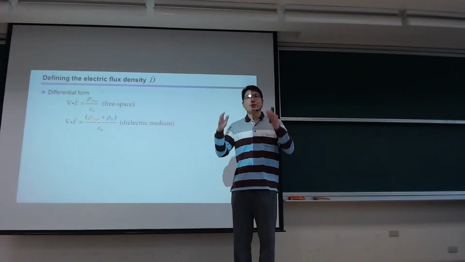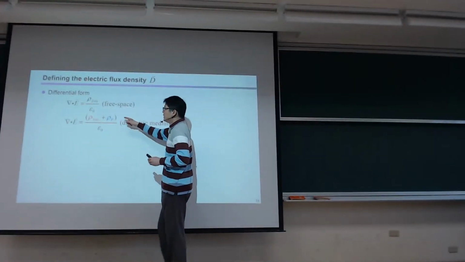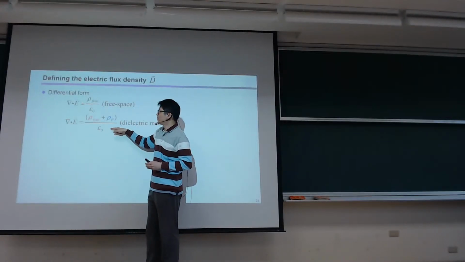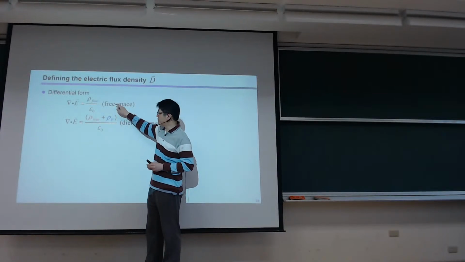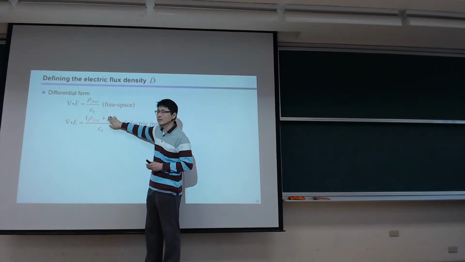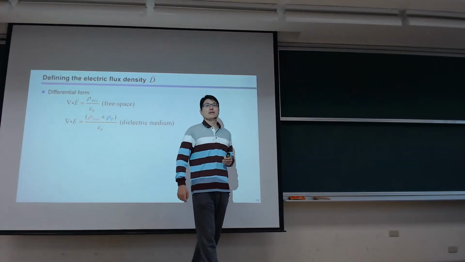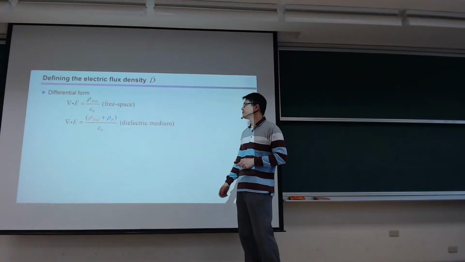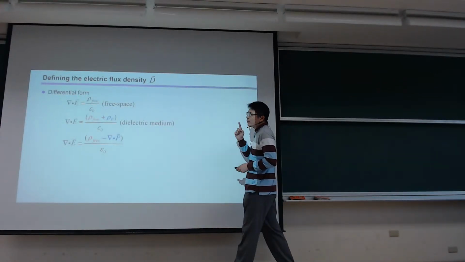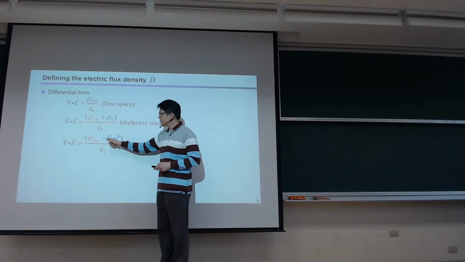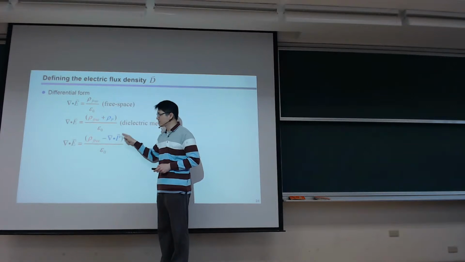Another way for you to remember is, this is the real generalized expression. But when you are going into free space, you have no way to induce electric dipoles. So rho p is always 0 for vacuum, and therefore you have the first fundamental postulate. But now we know from the previous page, rho p is equal to negative divergence of the polarization vector.